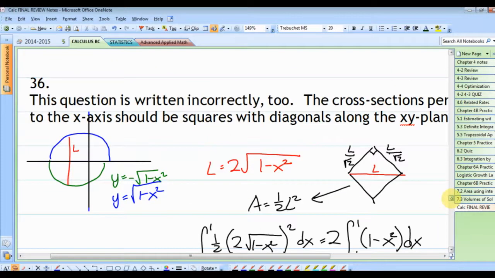Were there any questions on 36? Anything else on 36 you want to look at? No? Okay, good. Let's go to 37.